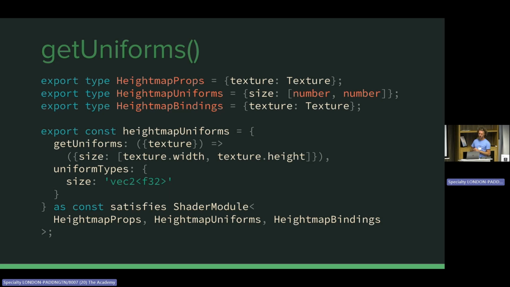And to do this in a type-correct way, you notice at the bottom that I declare my shader module, and rather than just passing in the props, I also pass in the uniforms and the bindings. In the case where I don't have this, TypeScript is inferring the uniforms and the bindings by splitting the height map's props type into the bindings and the uniforms, and then passing that to the uniforms types to do the type cross-check.